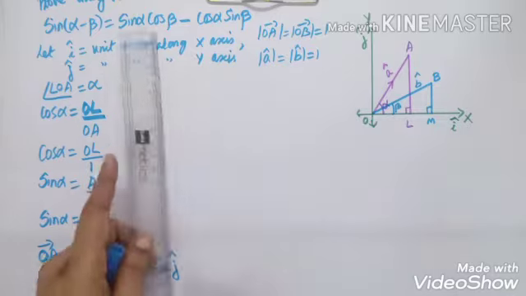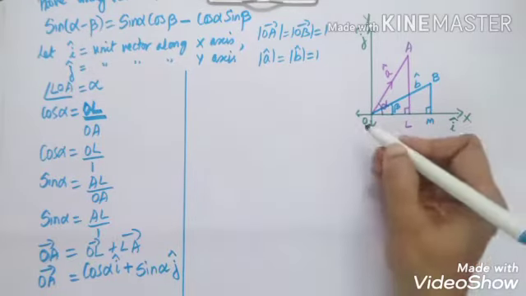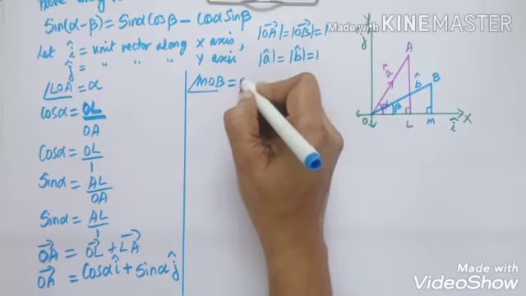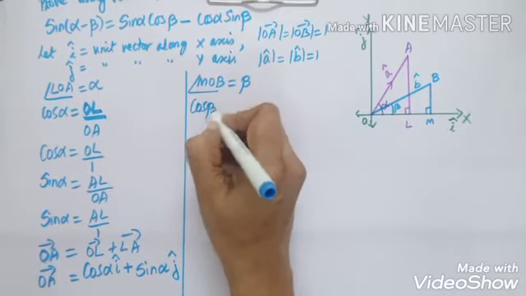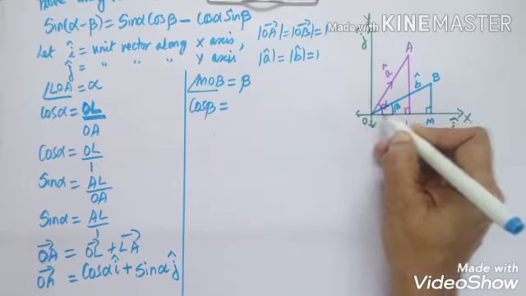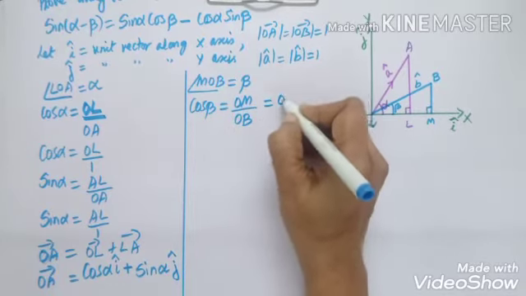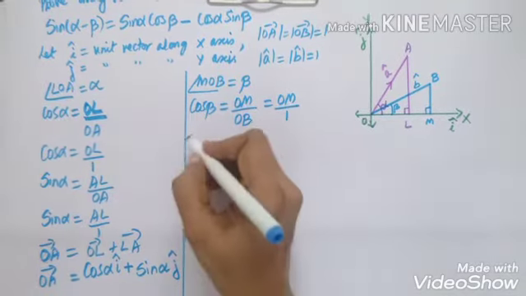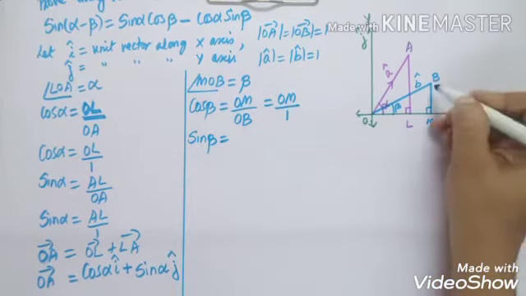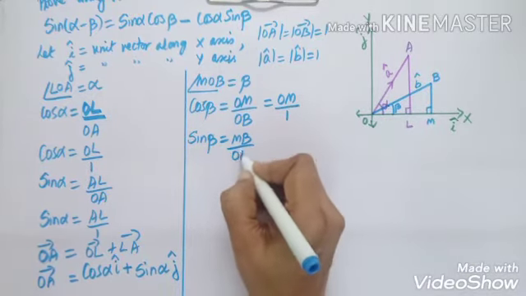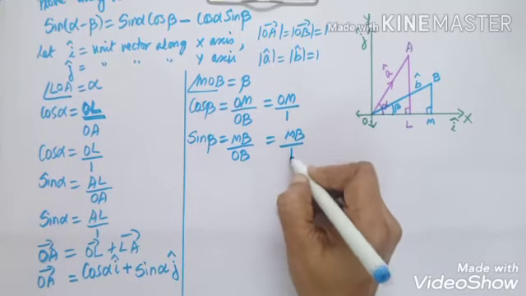Now in the same manner, I can find out what is OB vector. So we write angle MOB. Let me say this is a right angle. So MOB equals beta. What is cos beta from here? It is adjacent OM by hypotenuse OB. OM by OB, that is simply OM by 1. And what is sin beta? Opposite, that is MB by OB. MB by OB, it is MB by 1.